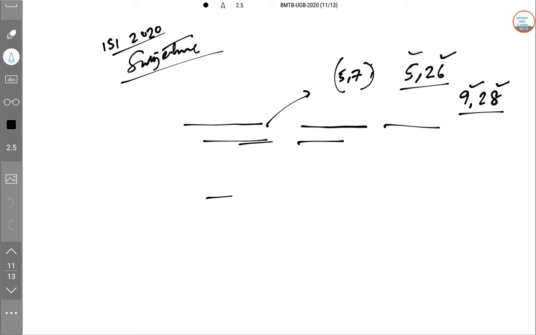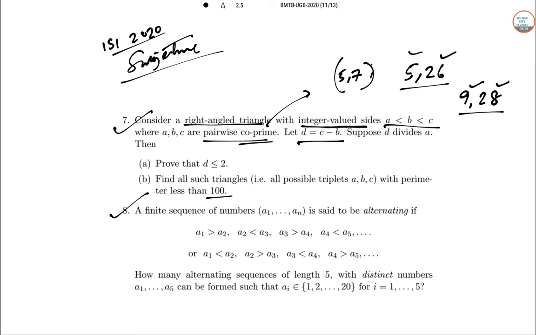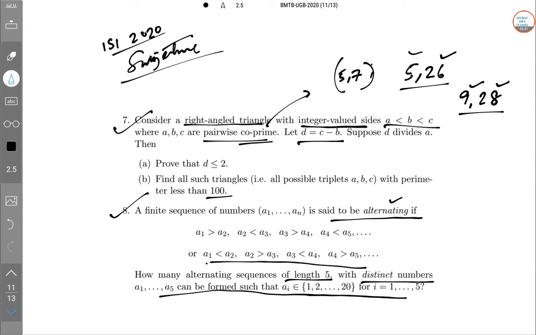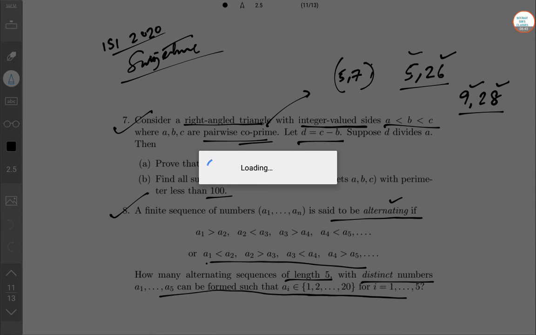The question says that a finite sequence of numbers is said to be an alternating sequence if a1 is greater than a2, a2 is less than a3, a3 is greater than a4, and so on this way, or exactly the opposite. So how many alternating sequences of length 5 with distinct numbers can be formed such that a_i satisfies this condition? Okay, so let's see where we can go with this.